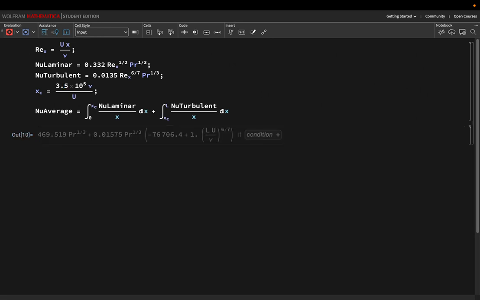But the main takeaway here is that when you calculate the average Nusselt number, you have to separate the integral into two regions, one with laminar flow and one with turbulent flow, and then integrate accordingly up to the corresponding length, whatever length you have. It's a very straightforward problem.